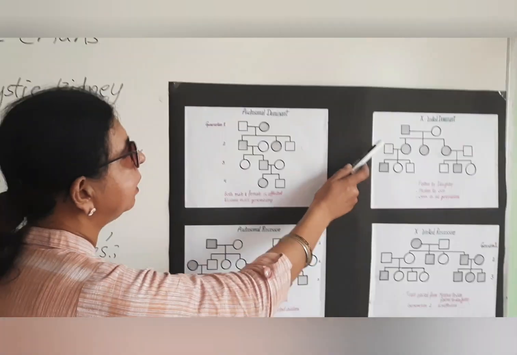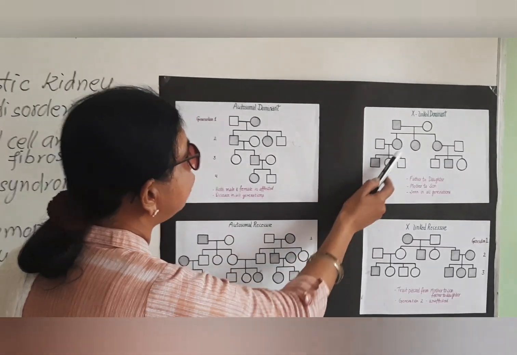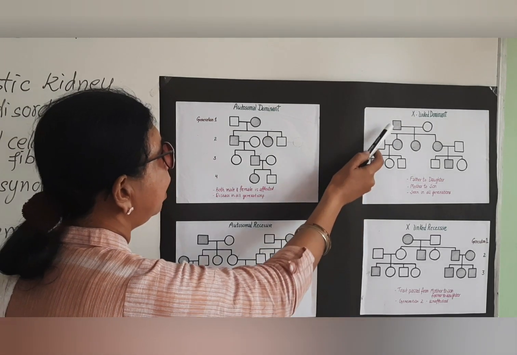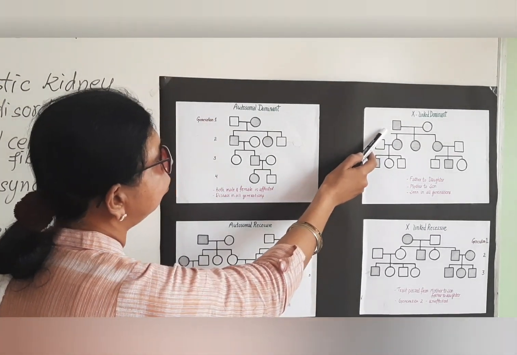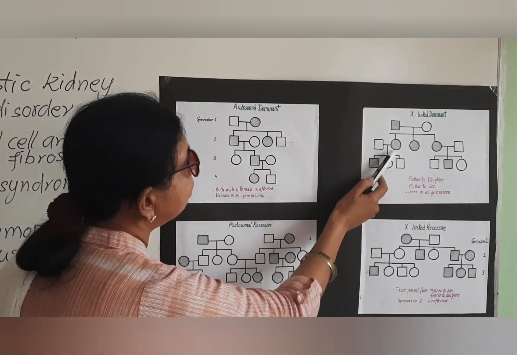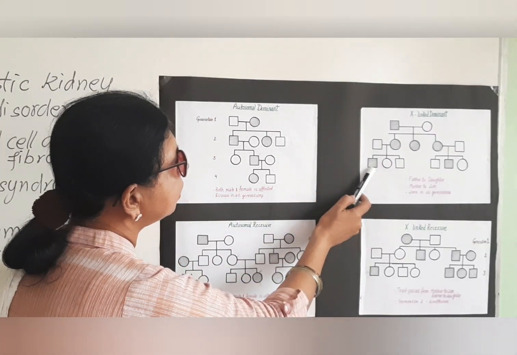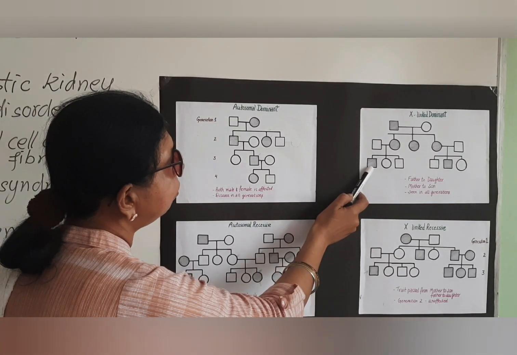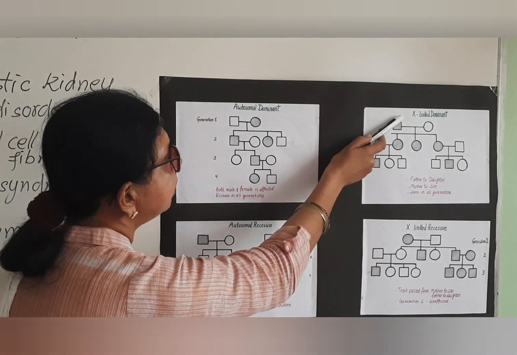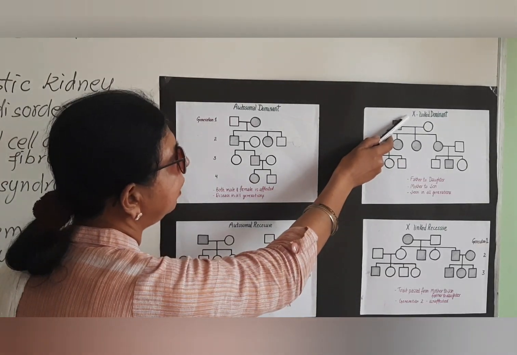So this is the third case. The trait is visible in all the generations, so it is dominant. And secondly, if you observe it closely, father has passed the trait to his daughters and daughter has passed the trait to her son. So it shows it is X-linked. On the whole, we say it is X-linked dominant pedigree chart.